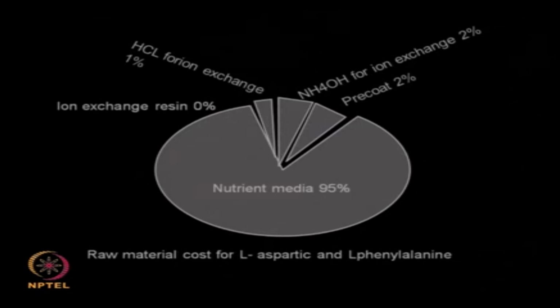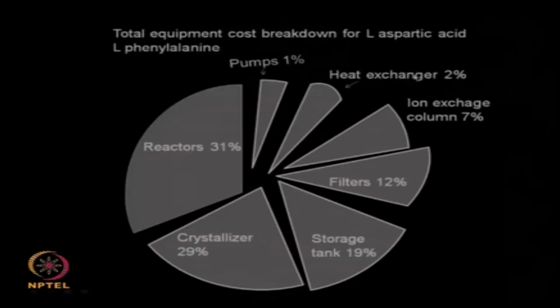So there is a lot of scope to reduce the cost of the raw materials in the manufacture of L-aspartic acid and L-phenylalanine, if you can try to focus on the various components of the nutrient and try to reduce the amount of nutrients used here. And 2% of the cost is because of the ammonium hydroxide usage in the ion exchange resin.